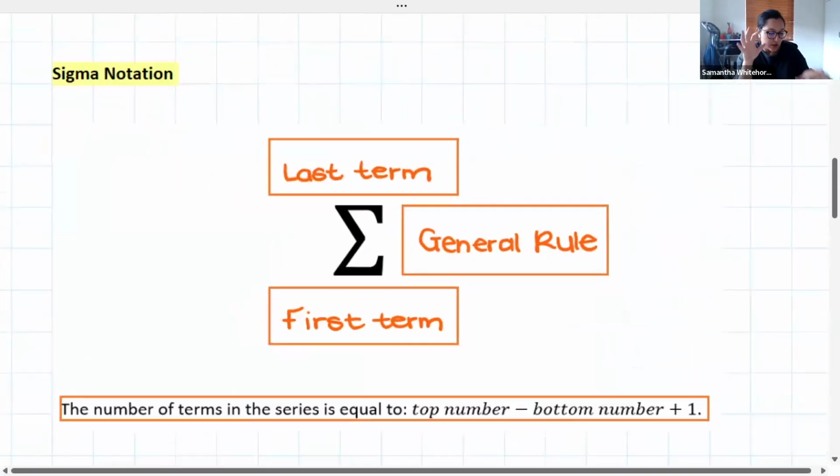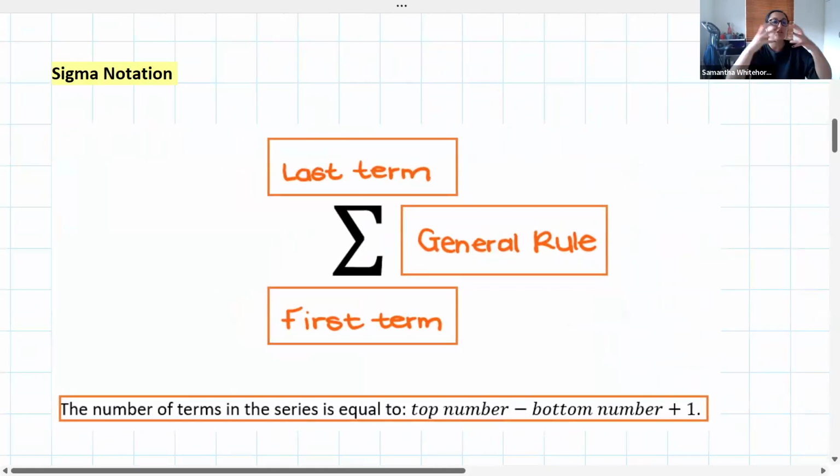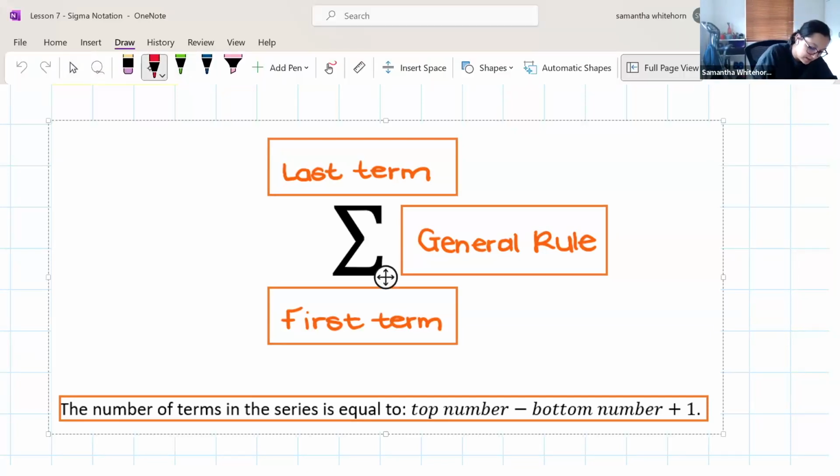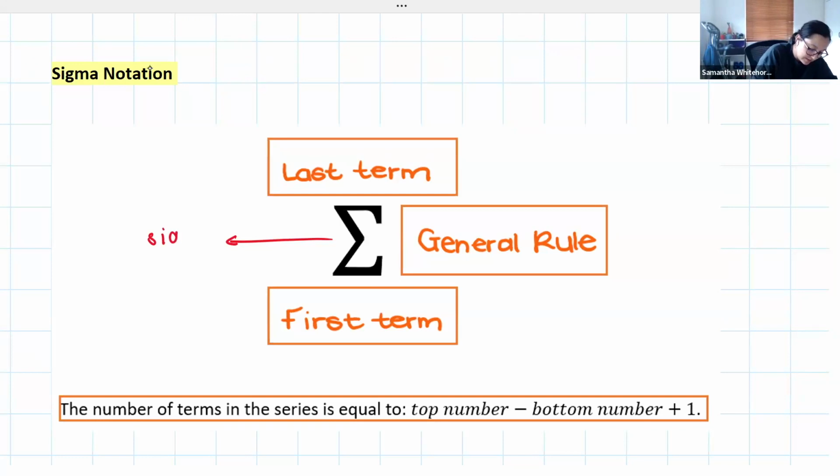So just to start us off, we need to actually understand all the different parts of the sigma notation that we work with. There's three, I suppose four, that we need to know. The first one is the actual sigma. So this symbol over here is our sigma, and sigma means sum of. So that is saying add together or find the sum of.